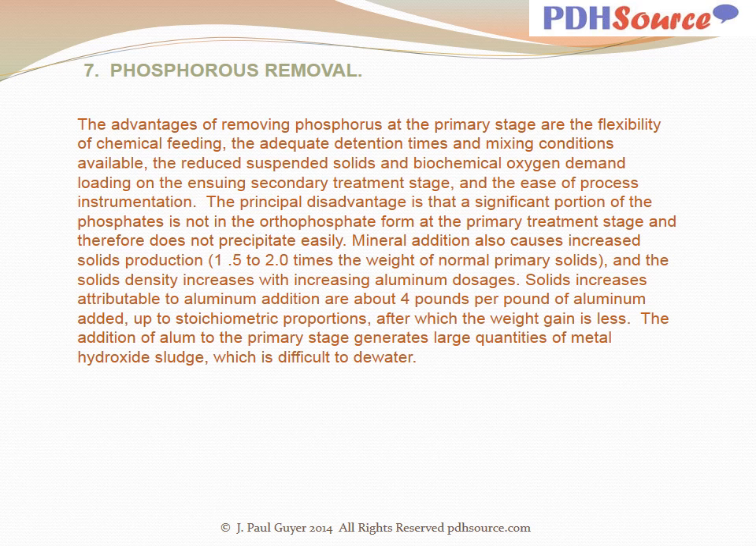Mineral addition also causes increased solids production, 1.5 to 2.0 times the weight of normal primary solids, and the solids density increases with increasing aluminum dosages. Solids increases attributable to aluminum addition are about 4 pounds per pound of aluminum added, up to stoichiometric proportions, after which the weight gain is less. The addition of alum to the primary stage generates large quantities of metal hydroxide sludge, which is difficult to dewater.